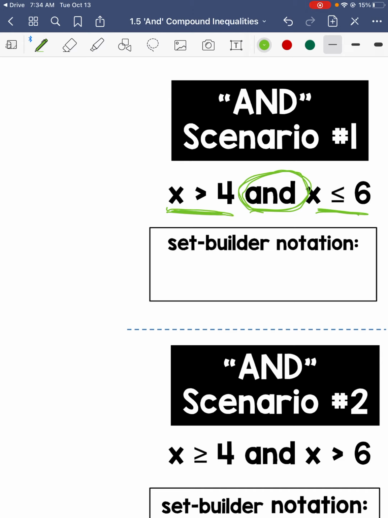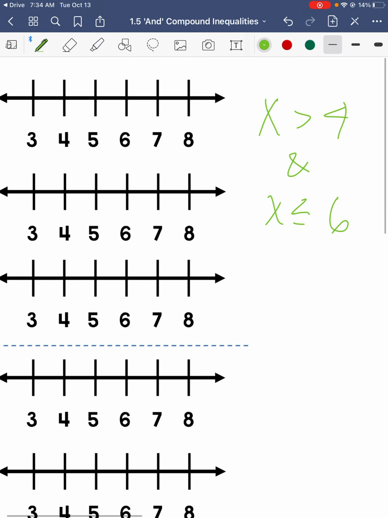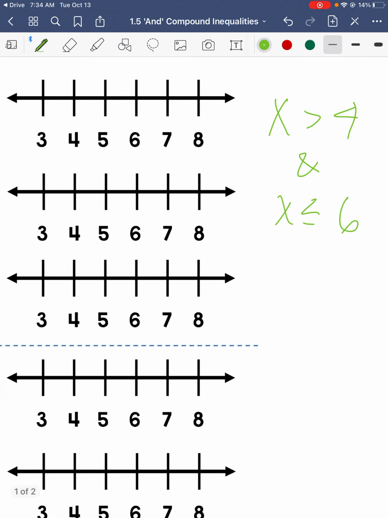So x is greater than 4, so any numbers that are greater than 4, and x is less than or equal to 6. Okay, so let's put these on the graph first so we can see what it's going to look like. Let me just write these really quickly over here: x is greater than 4 and x is less than or equal to 6. We have these three graphs just like we did yesterday.